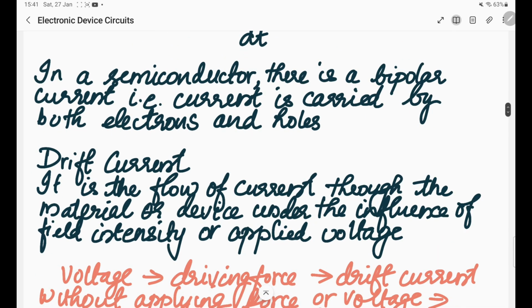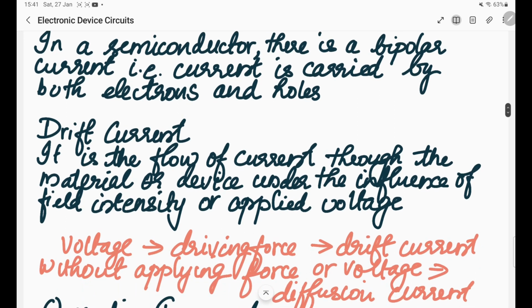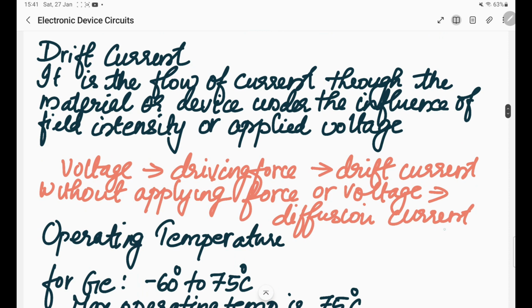So first let's understand what a drift current is. Drift current is the flow of current through the material or device under the influence of field intensity or applied voltage. So what is drift current? It is a flow of current through the material or device under the influence of an electric field or an applied voltage. So voltage is the driving force, and you get drift current. Without applying force or voltage, what kind of current do you get? Diffusion current. That's what you have to understand for now.